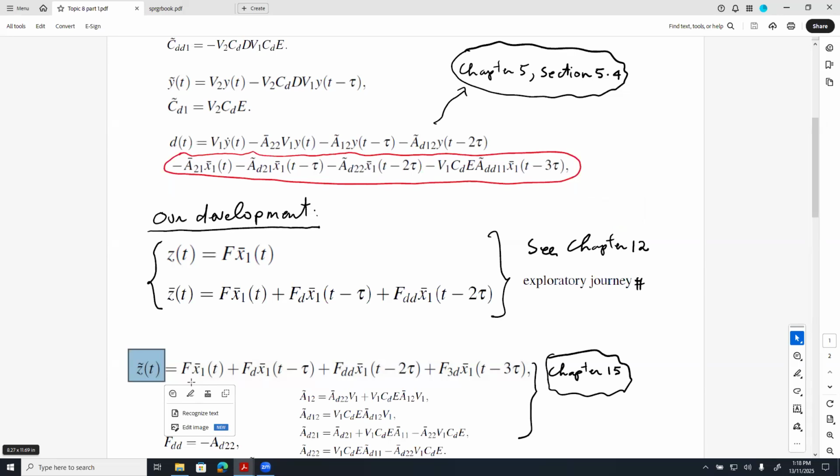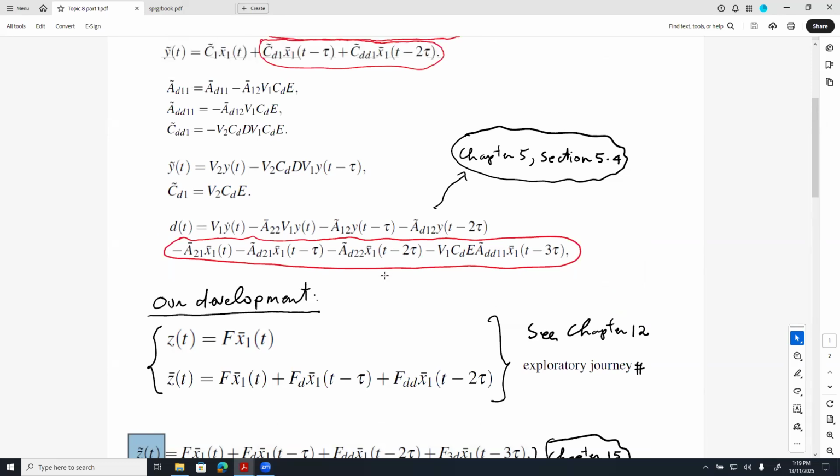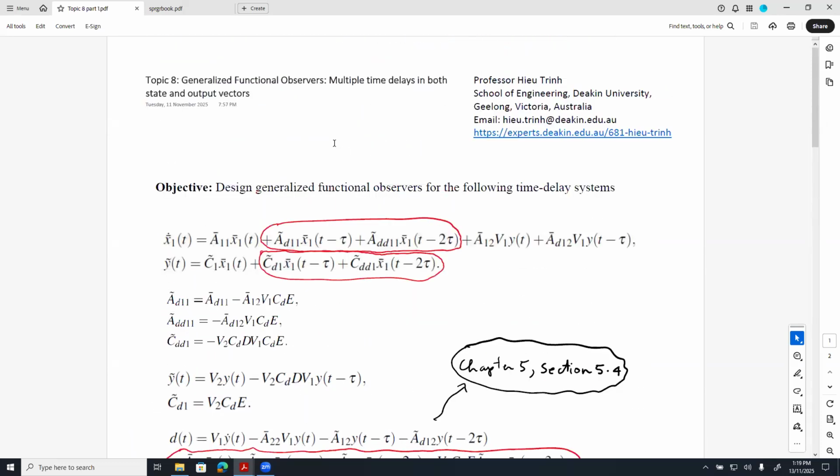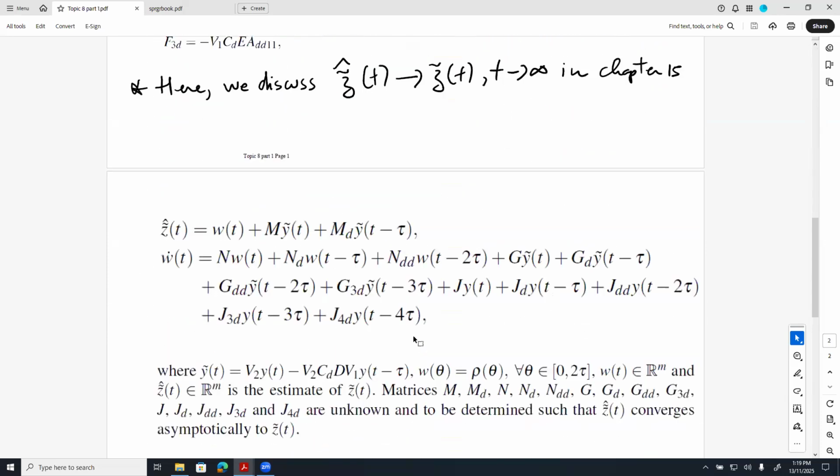So if you look at it from the historical perspective, there were no methods available at the time. Nobody looked at the asymptotic unknown input estimation, and that's the result. That's why generalized functional observers were not introduced at the time. We only found out when we actually started to investigate the asymptotic unknown input estimation of time delay systems with a specific structure where the delay occurs in the output measurement vector. Okay. So that's the background behind that, and this is the development.